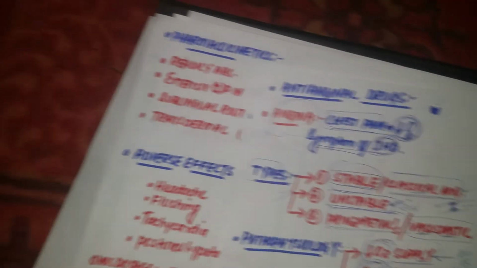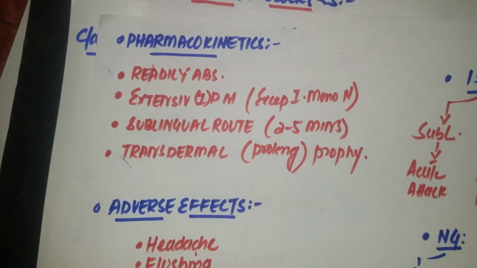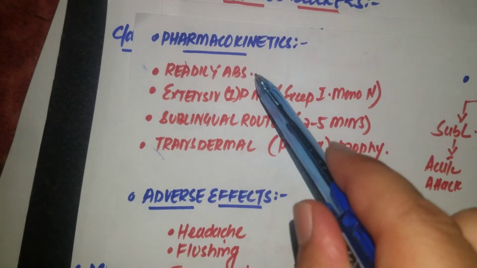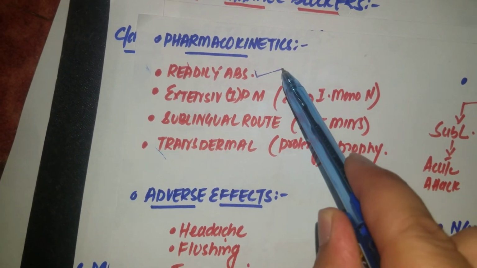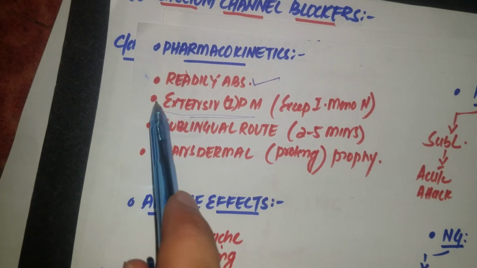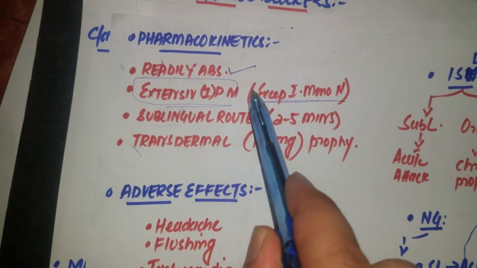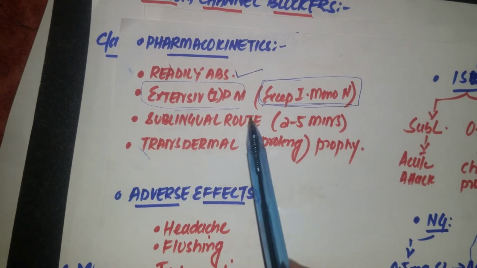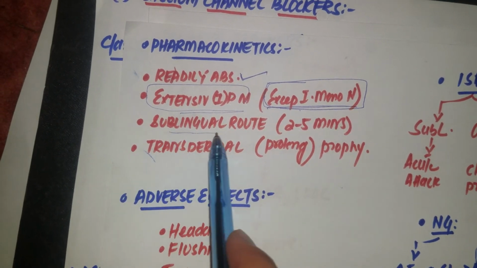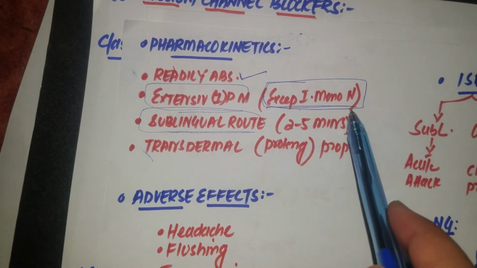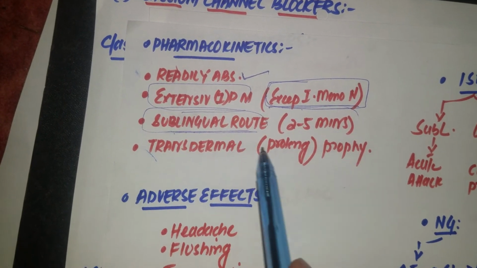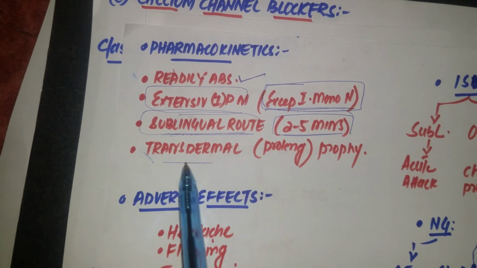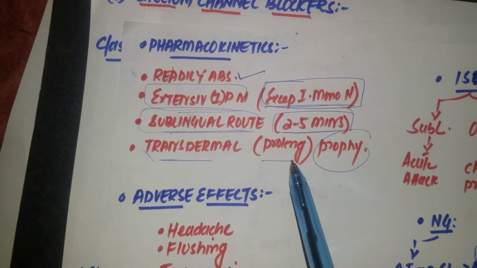Now coming towards the pharmacokinetics, we should know three or four points. They are readily absorbed from the oral and sublingual routes. There is extensive first pass metabolism. You should remember that this is except for isosorbide mononitrate, which has less first pass metabolism. The sublingual route is a very fast acting route, and its onset of action is in 2 to 5 minutes. The transdermal patch can be used for prophylaxis and prolonged use.